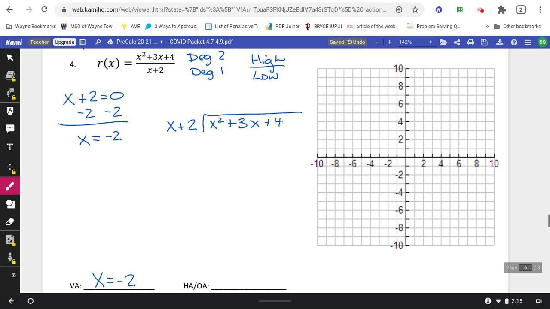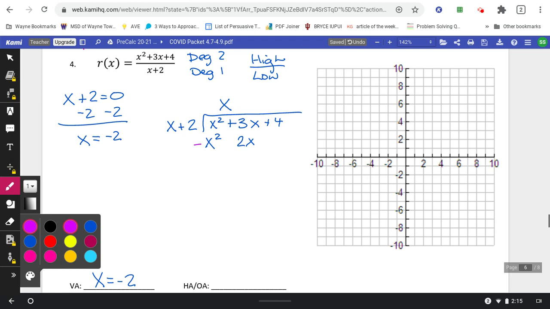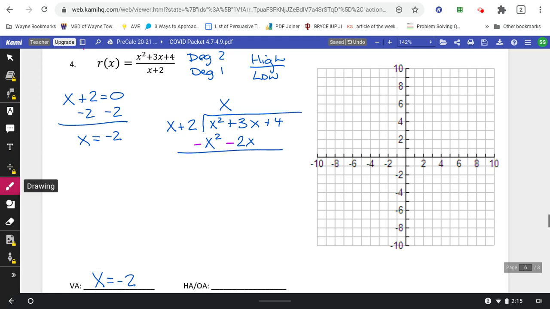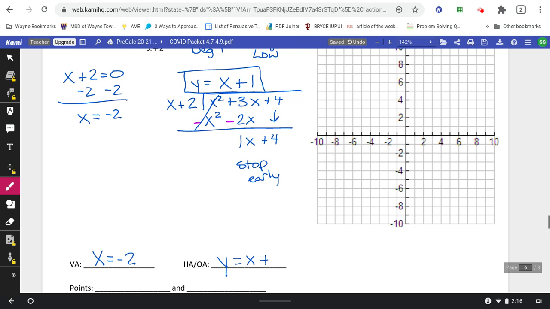X times what gets me x squared? That would be x. Then I multiply. And I'll need to change my signs. Cancel. Bring this down to make 1x plus 4. X times what makes 1x? That would be 1. And remember, as soon as I get a number at the top, I can stop early. I don't have to finish the whole problem. Y equals x plus 1. And because it's got an x and a y in it, that's going to be an oblique asymptote. More of like a slope-intercept form.